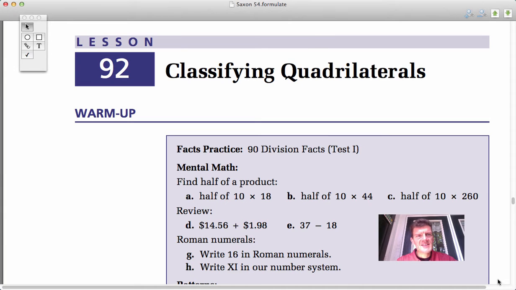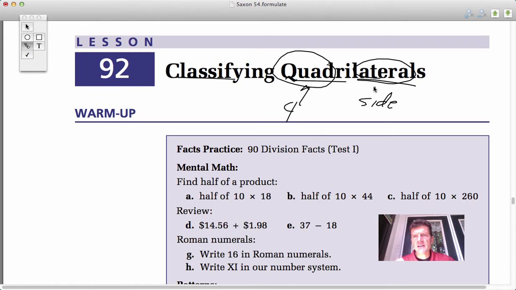Okay, let's look at lesson 92, and in this lesson we're going to continue with a little geometry as we talk about classifying quadrilaterals. So a quadrilateral, quad, think of four, and lateral, you're going to think of side. So any object that has four sides is called a quadrilateral. So one, two, three, four.